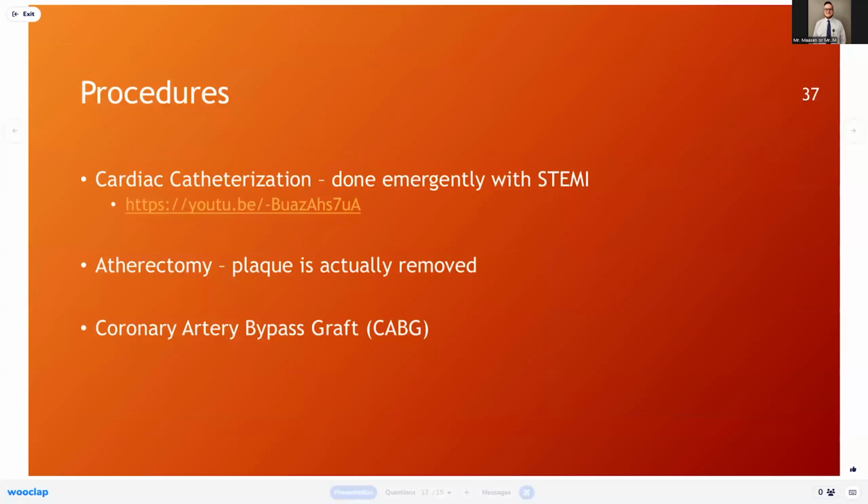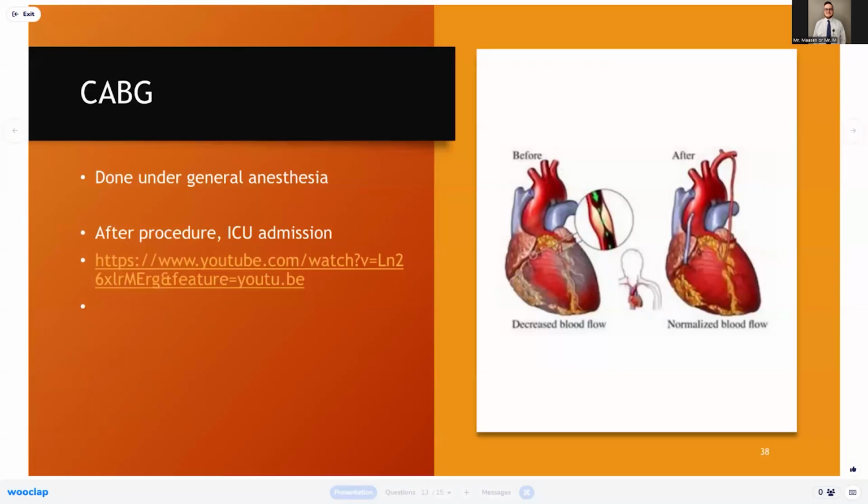Interventions and procedures, we talked about cardiac caths. Atherectomy is where they actually remove the plaque, and then coronary artery bypass, CABG, is what this is short for. This is a good need to know. So CABG, I don't think you actually would pronounce it cabbage, but everybody calls it a cabbage. So what is a cabbage? Cabbage is an open heart surgery.